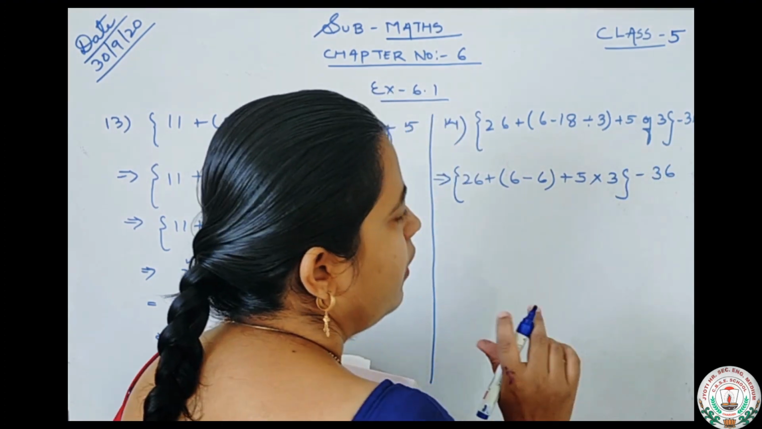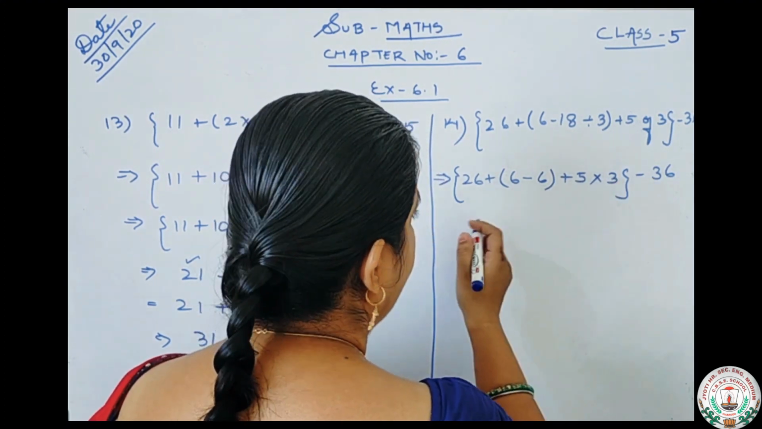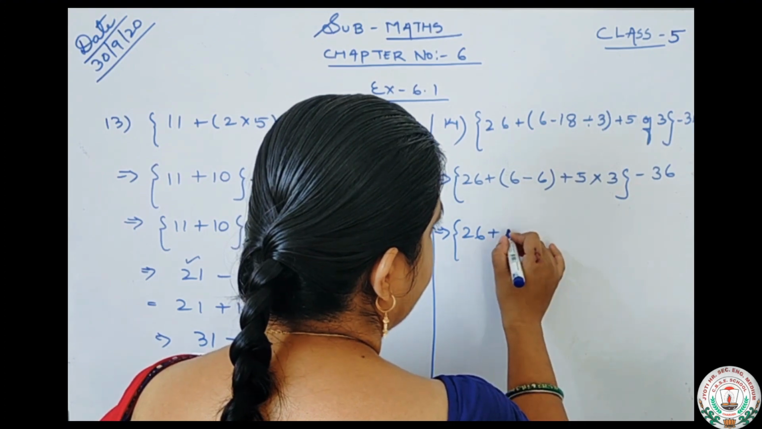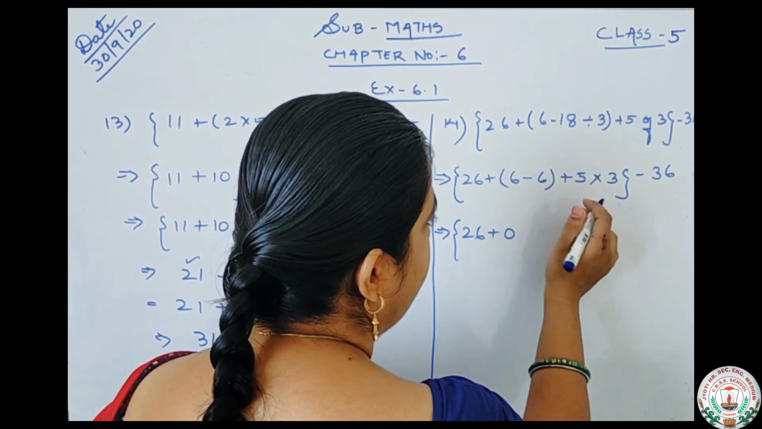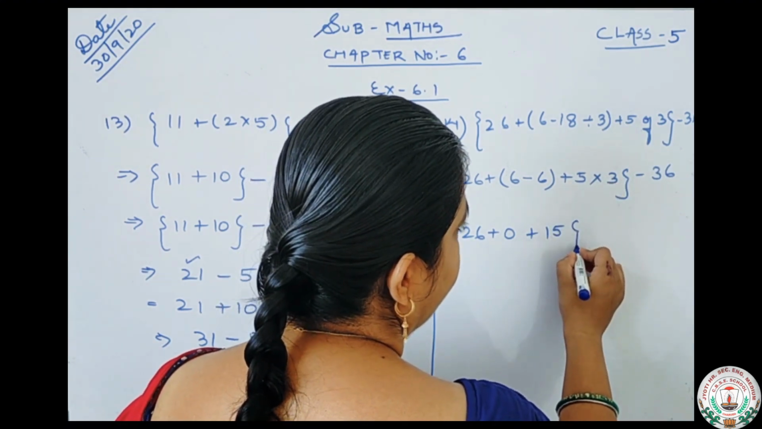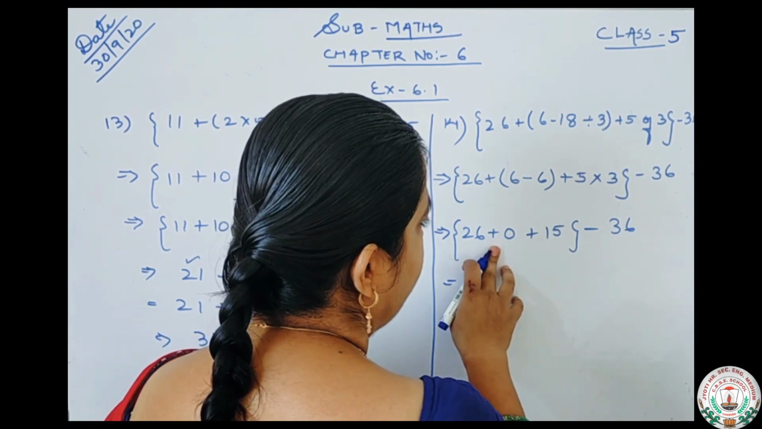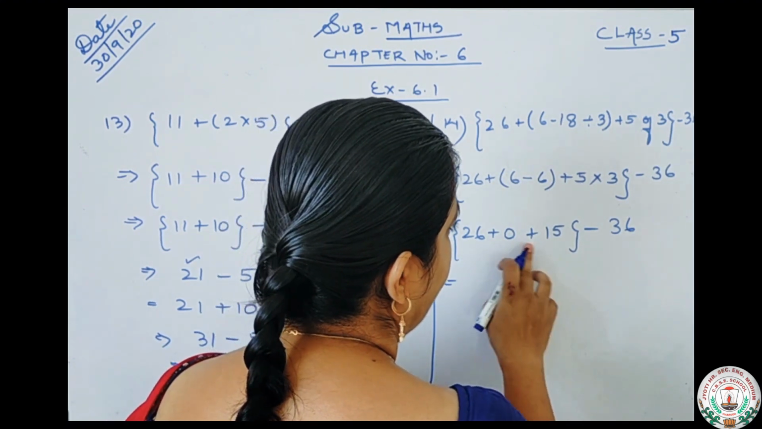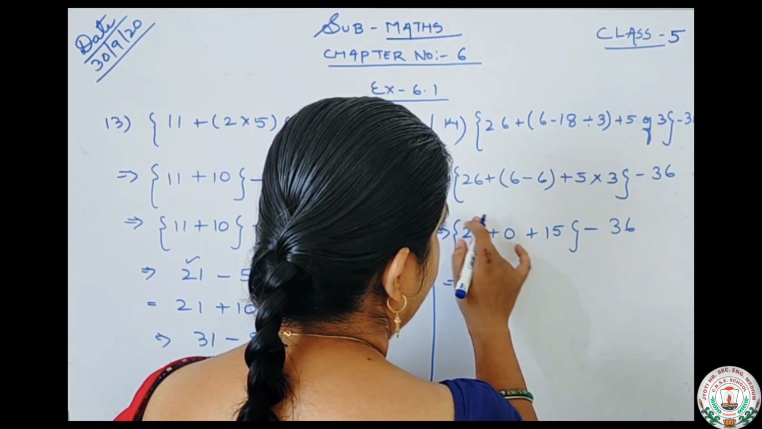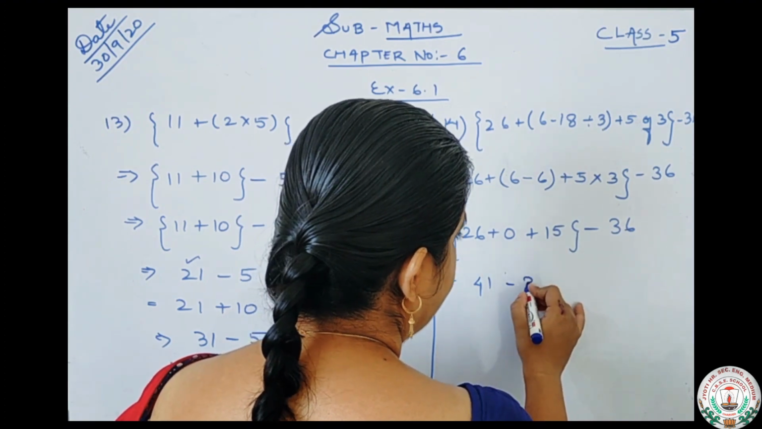Then bracket closed and then minus 36. First we will solve the small bracket, then we will open the curly bracket and then solve. 26 plus 6 minus 6 is 0. Small bracket opened, plus 5 into 3. 5 3s are 15. Bracket closed, minus 36. So 26 plus 0 is 26. 26 plus 15: 6 plus 5 is 11, 1 carry, 2 and 1 is 3, 4. 41. Bracket opened, minus 36.